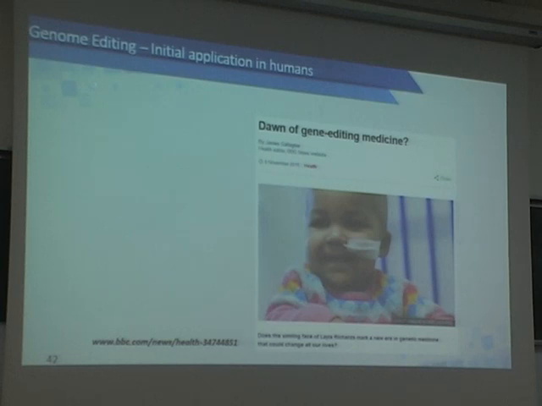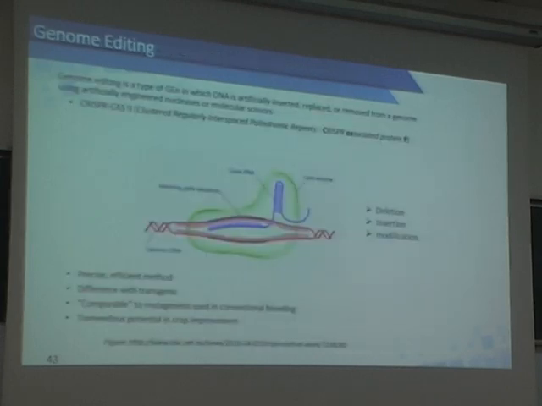Basically, what they did is they took blood cells from another person, they changed one gene and introduced them to the little girl, who was able to accept those cells. That basically reversed or at least stabilized her condition. And to my knowledge, she's still healthy now.